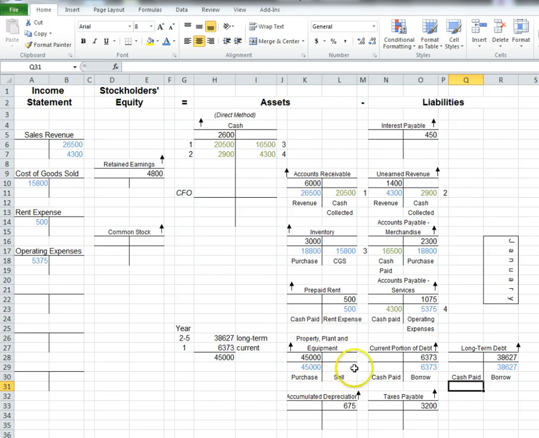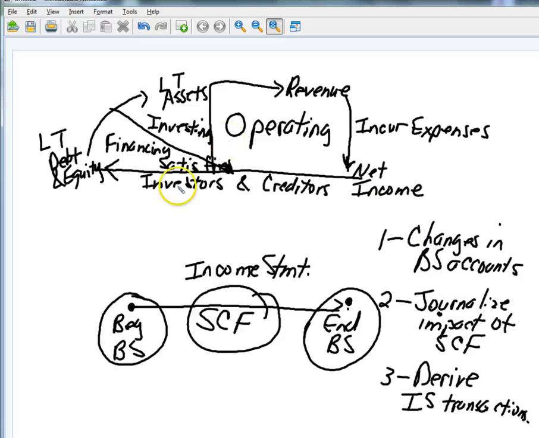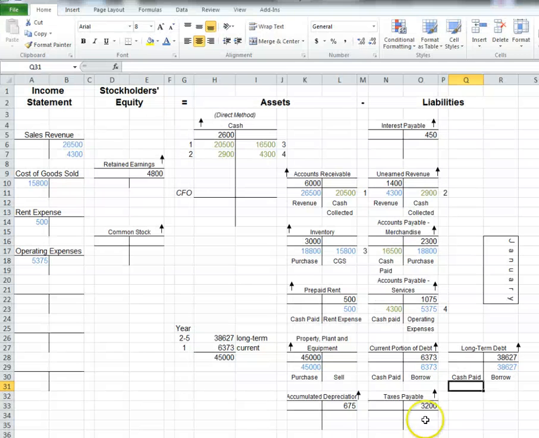So this is an interesting one. Purchasing the property, plant, and equipment is an investing activity, whereas issuing the debt is a financing activity. Remember, if we issue debt and equity, that's financing. When we buy those long-term assets, that's an investing category. So this was investing, and these two were financing.